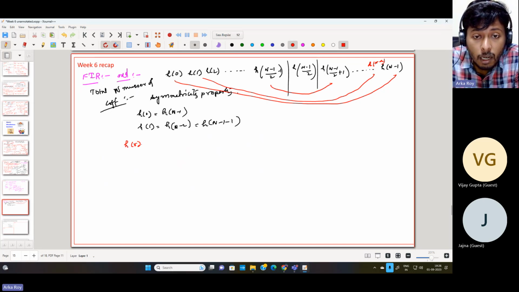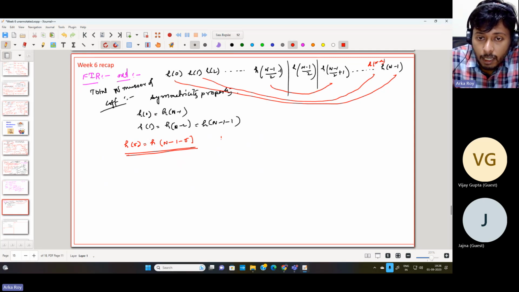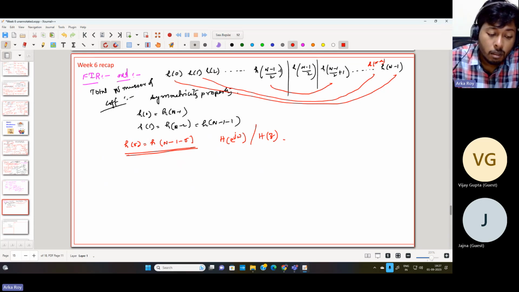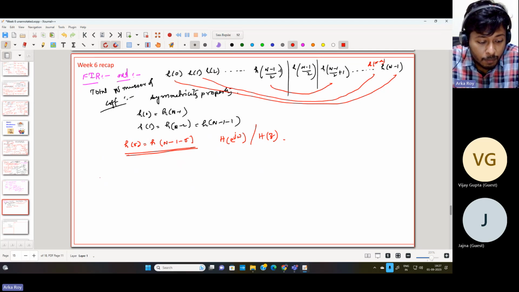I can write h of r is equal to h of n minus 1 minus r. So this is the equation. This is the generalized equation of the symmetry property. So if I take the DTFT or the Z transform, we'll see some definite relations over there.